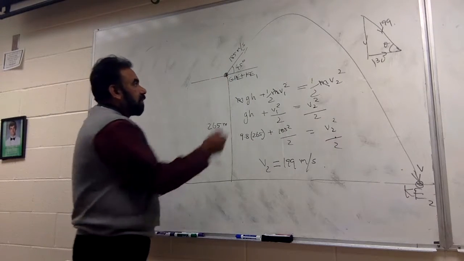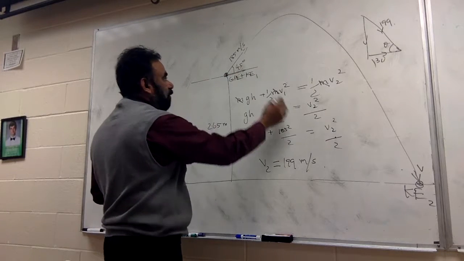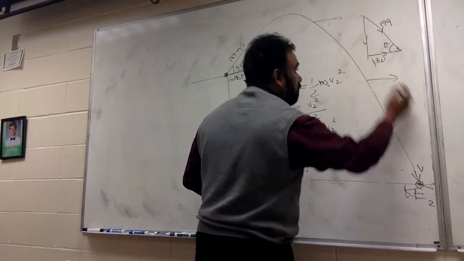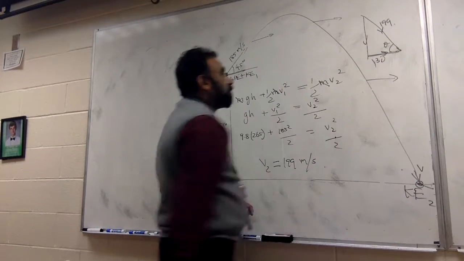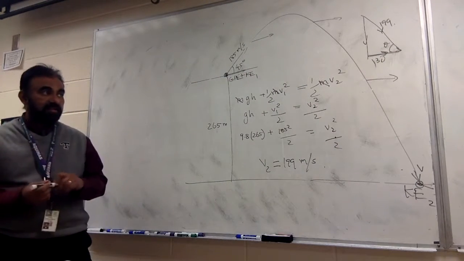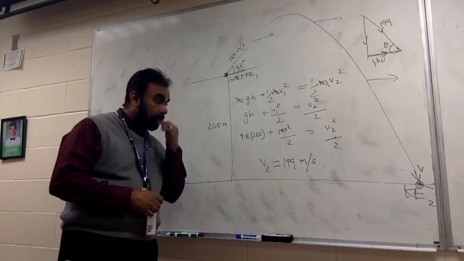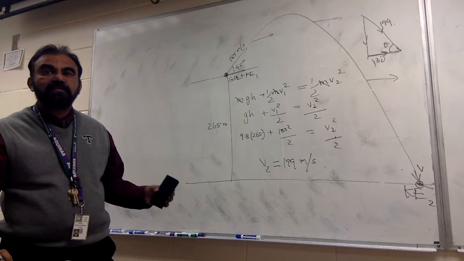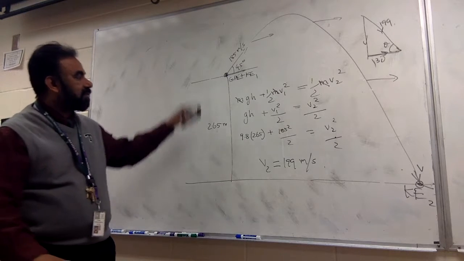And if you want to know the angle, you have to know the horizontal component. The horizontal component will stay the same everywhere. And that horizontal component is 130. So you can get cosine of theta as 130 over 199. And you solve for it. What angle is it? 49 degrees.